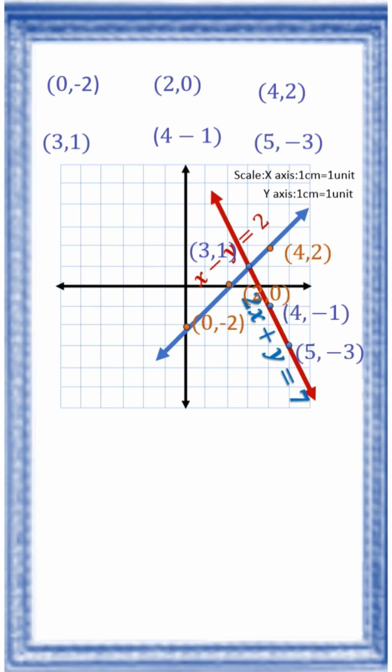The line represents the second equation. The equation cuts at x is equal to 3. Here observe, this is x is equal to 3 and y is equal to 1.